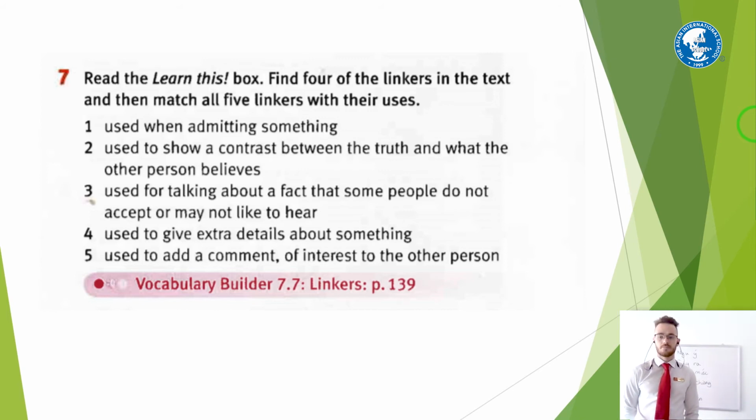Okay, answers for exercise 7. Hopefully you've completed that. Number 1, to tell the truth. Okay, we're admitting something, to tell the truth. Number 2, that was used to show a contrast between the truth and what the other person believes, was actually. Okay, so again, you may think this, but actually, this is the truth. Number 3, used for talking about a fact that some people do not like or do not accept or don't want to hear. We would say the plain fact is.